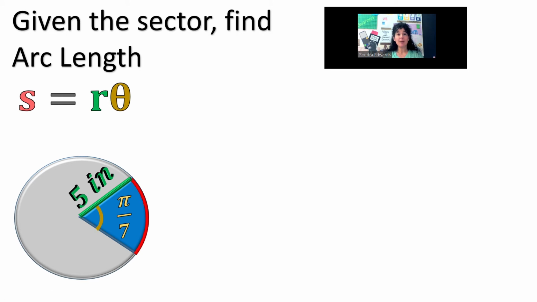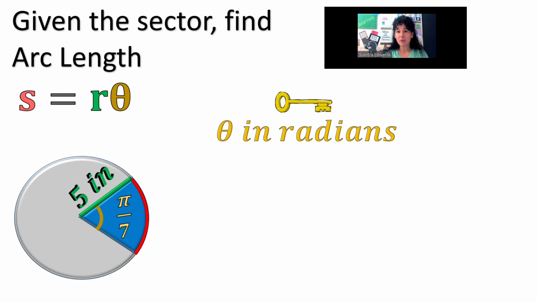So let's do just one more example of finding the arc length before we move on to area of a sector. So in this particular instance, notice that the angle measure given is already in terms of radians. So we're not going to have to convert the angle measure from degrees to radians. We just start off with everything we need to know.